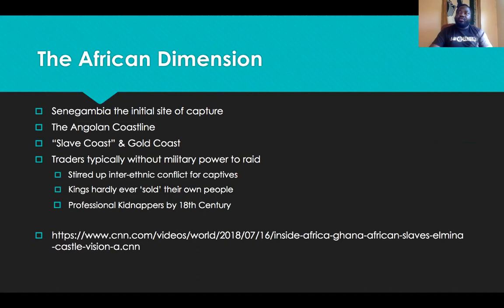Now, the traders typically would just build a fort. You know, they did not get inland like that. They would just build a fort on the coast, like we saw Elmina Castle earlier, through which local kings and the like would enslave people, and that would be the passageway to the ships.